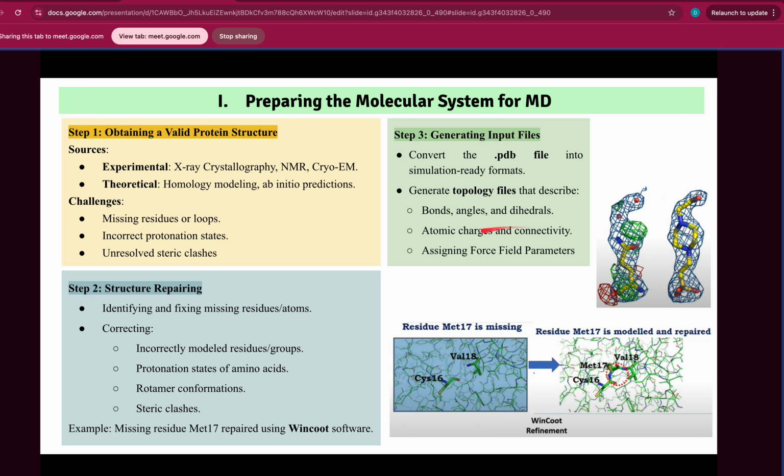Along with this information, you also have atomic charges and connectivity. So what are the different interactions other than the bonded interactions that are present? That will also be given in the topology file, and we will also assign the force field parameters. So this comes under preparing the molecular system for MD simulation.